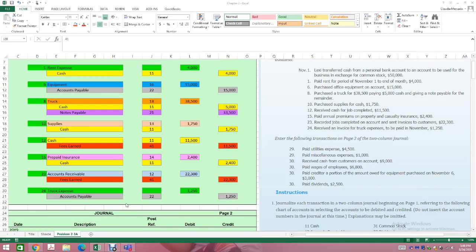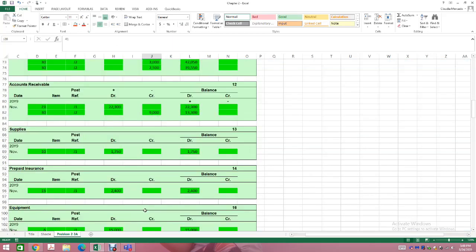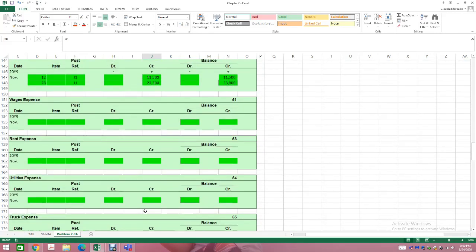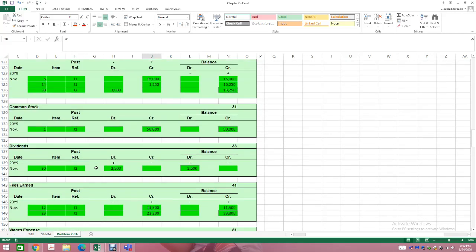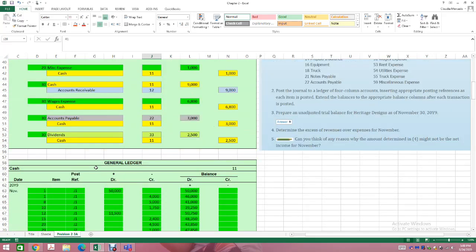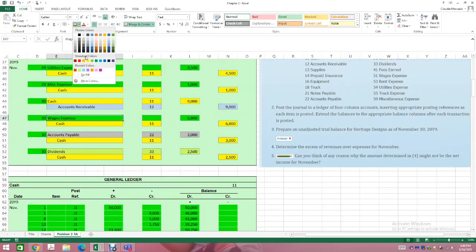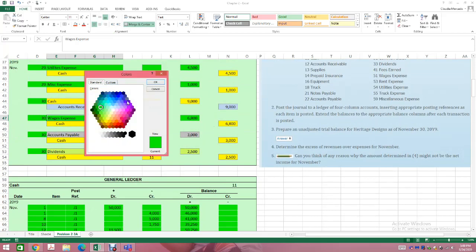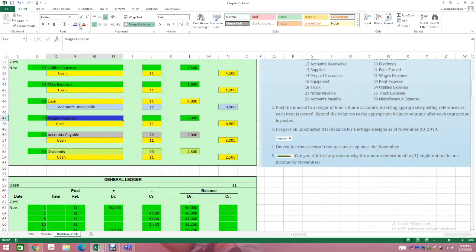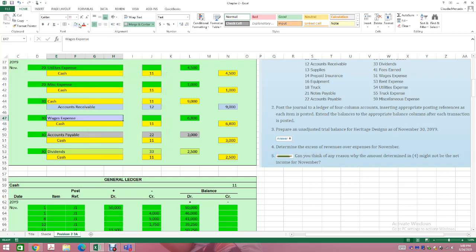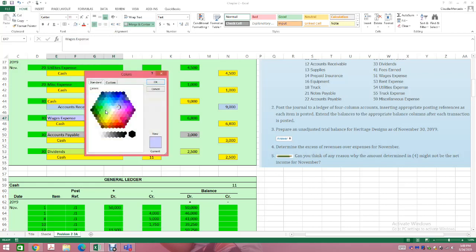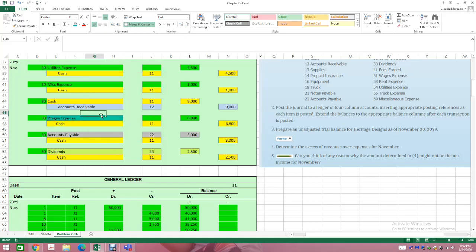Okay. So we've already used fees earned. Okay. What else do we have? We have wages expense. Okay. So how many entries do we have for wages expense? We need to go back to our journal. And we have 1 entry for wages expense. Wages expense. Okay, so we have one entry for wages expense of $6,800.